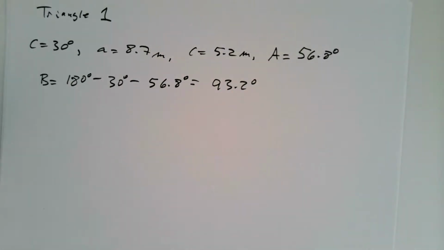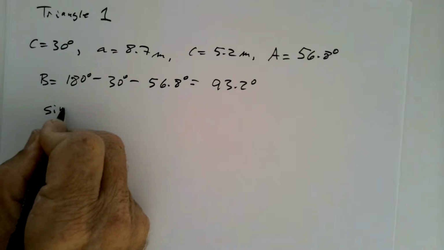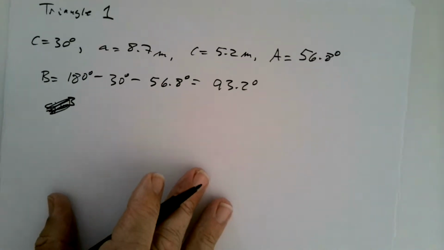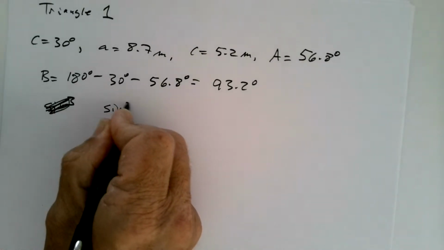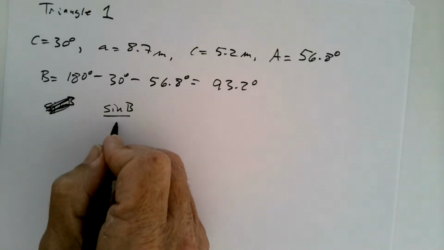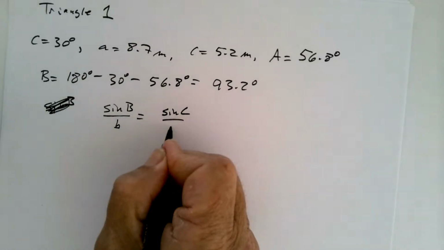And then I need to figure out what? I need to figure out side B. So I'll figure out side B using law of sines. So sine B over B, or sine C actually would be better. Yes, well, I need both. So sine B over B equals sine C over C.